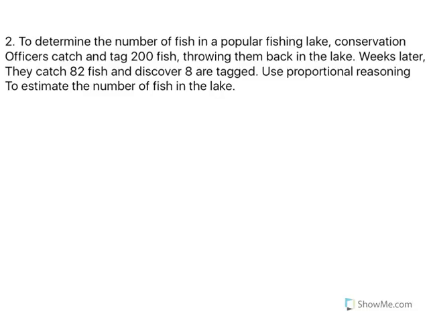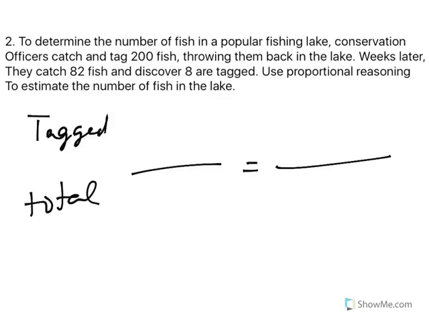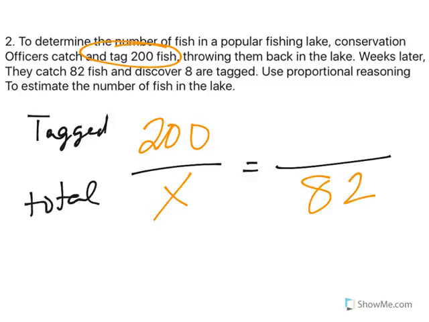So we're looking at tagged fish, and we're comparing that to the total. So when you look at this first number, they tagged 200 fish out of how many? Well, out of all the fish in the lake, and we don't know how many fish are in the lake. Then later they caught 82 fish total, and out of those 82, 8 were tagged. So that's kind of the proportion.